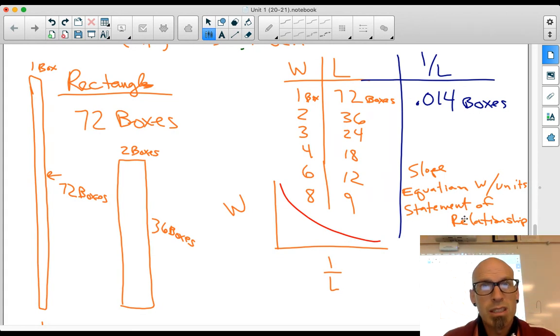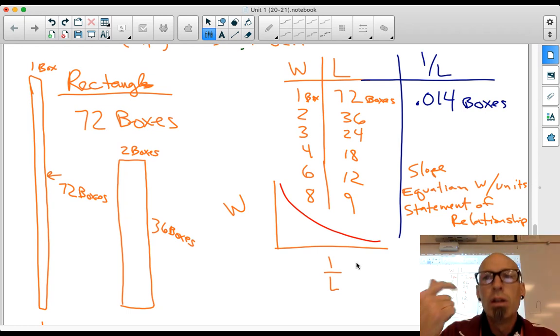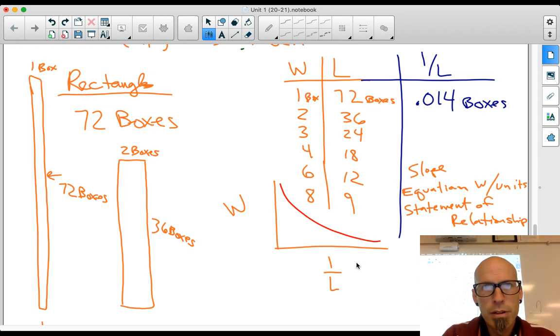Well, we already said the statement. The statement is that the width is what? Inversely proportional to the length. Or again, you could say width is directly proportional to the inverse of the length. Either one is correct. Pause the video, go make your linearized graph, find your slope, write your equation, and then start the video again.